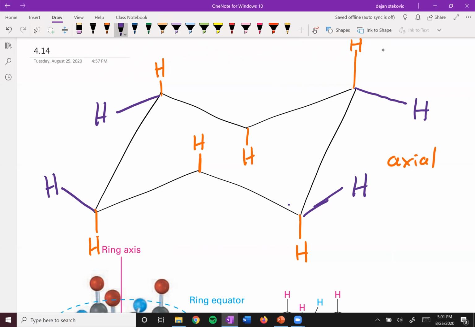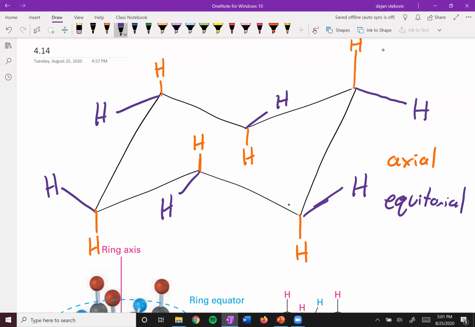And then for these two in the middle, they should be parallel to these lines on the sides. So there are all of our hydrogens. These are what's known as equatorial.